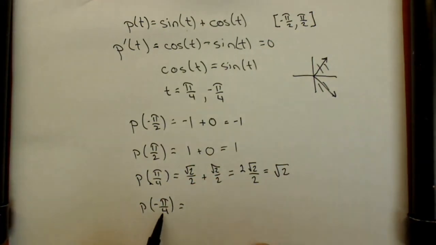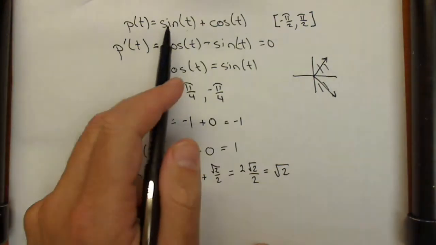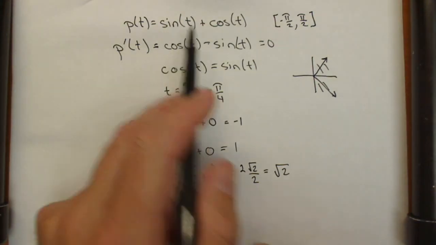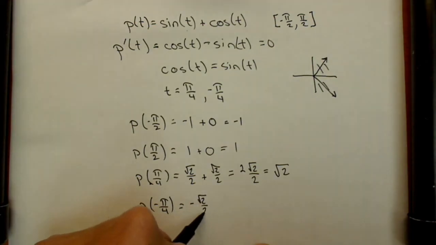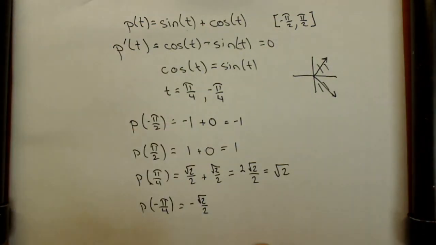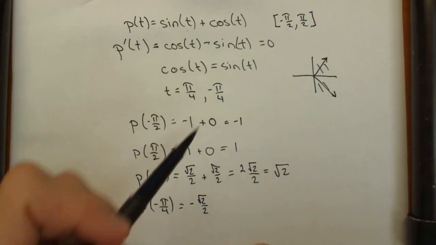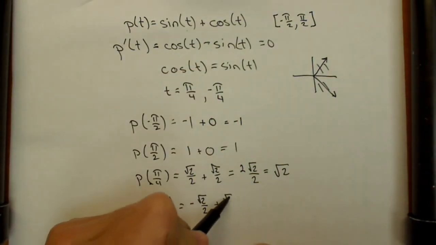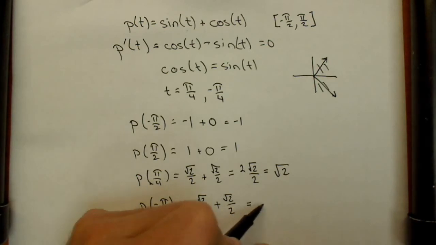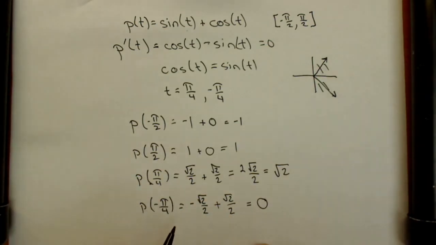Finally, calculating p of negative pi over 4. Sine of negative pi over 4, it's going to put us down here, that's negative rad 2 over 2. Cosine of negative pi over 4 is going to be rad 2 over 2, so that's equal to 0.